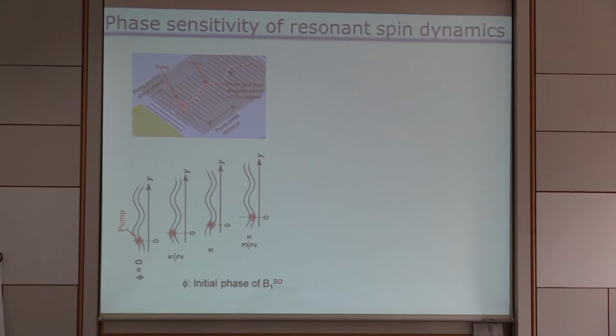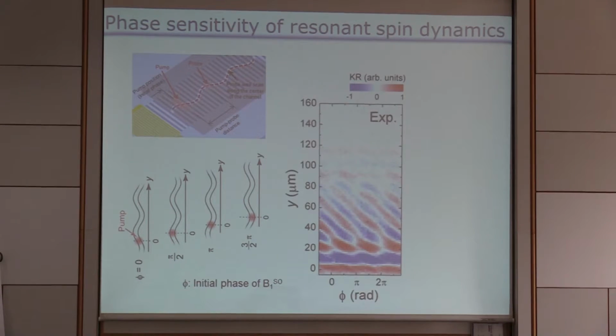Okay, and next we measure the phase dependence. Initial phase means the initial phase of the oscillating magnetic field. We can change the initial phase of the effective magnetic field by changing the pump position. We define the initial phase phi like this. Here it's phi equals 0. When we excite here, it's pi half, and so on. So this affects the spin dynamics much.